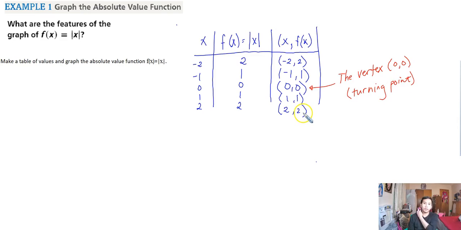And you will notice also that we have the axis of symmetry, which is located at x is equal to 0. We will be looking at the axis of symmetry once we graph our absolute value function. If I graph my absolute value function, it looks like this.